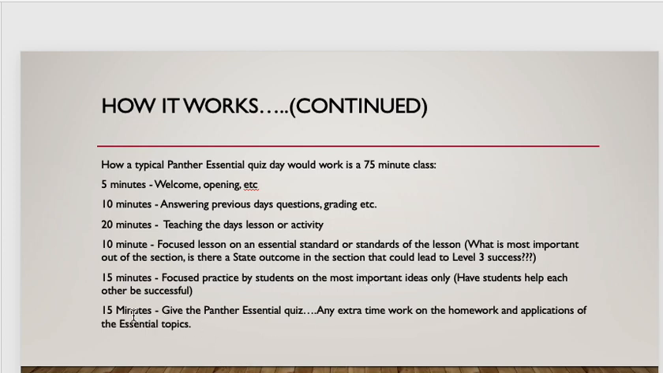Then for the last 15 minutes, you would actually give the Panther Essential Quiz. Remember, it's a short quiz, it shouldn't take them too long. And then with any extra time, you can have them work on the homework, finish up anything that you didn't get to in the 20 minutes, work on application problems, work on other things that will help them as well.